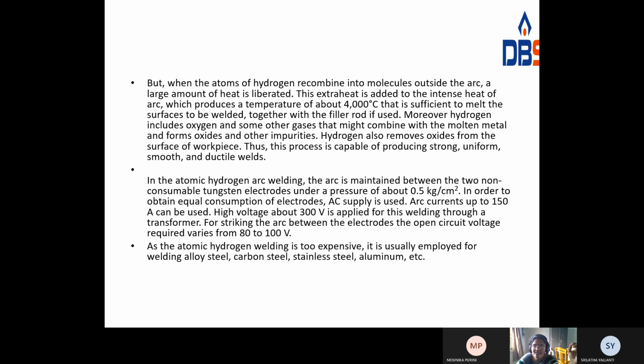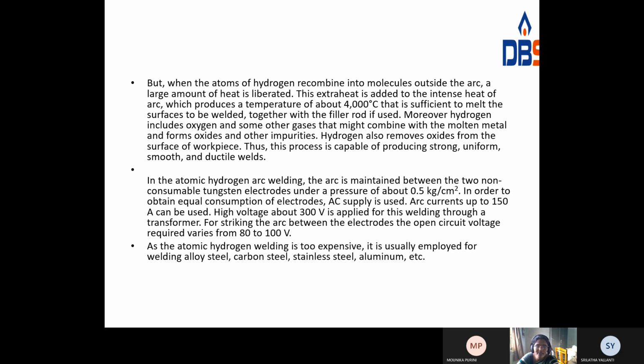The extra heat is added to the intrinsic heat of the arc, which produces a temperature of about 4000 degrees centigrade, sufficient to melt the surfaces to be welded. So the temperature will directly weld the surface, together with the filler rod if used. By using this 4000 degrees centigrade heat, the filler rod will be melted along with the surfaces to be welded.